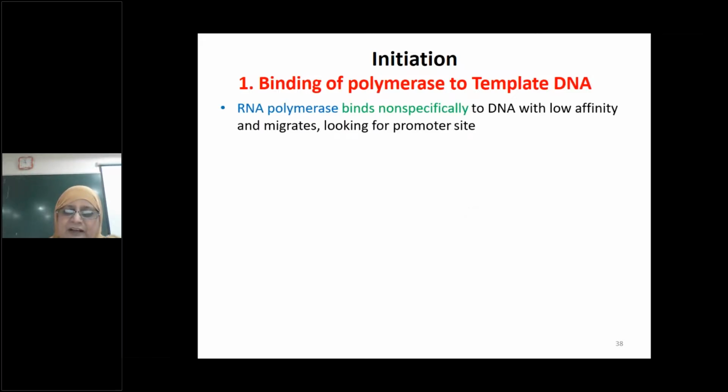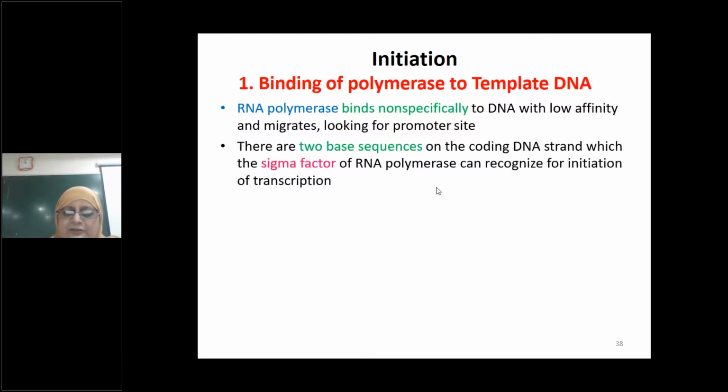Now this binding of the RNA polymerase to the DNA, when it binds non-specifically and with low affinity, will migrate looking for the promoter site. Now there are two sequences on the coding strand which the sigma factor of the RNA polymerase can recognize for initiation of transcription. So for transcription to begin, the sigma factor first has to recognize these two base sequences that are present on the coding strand.